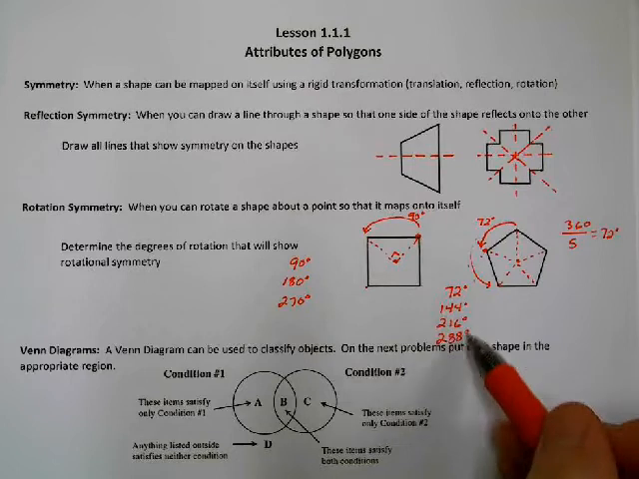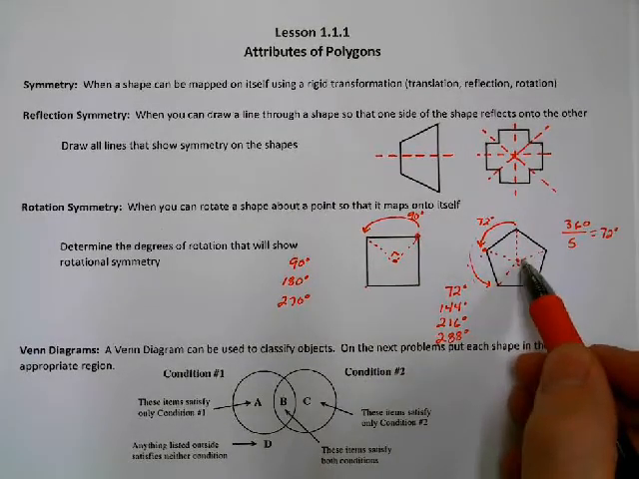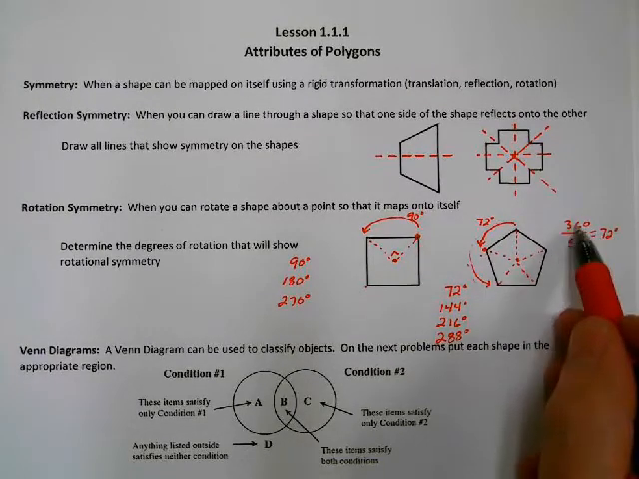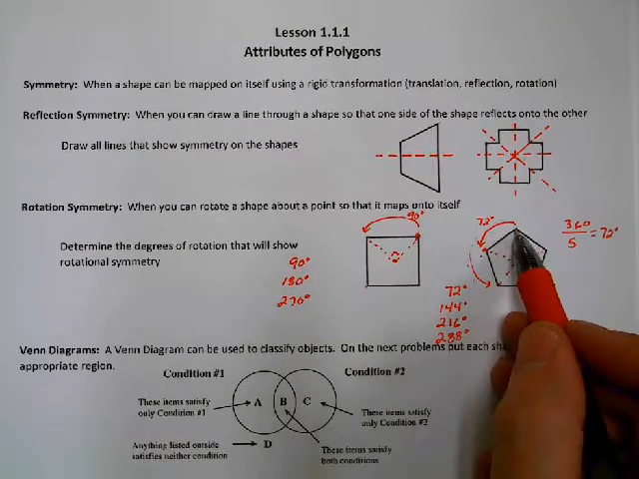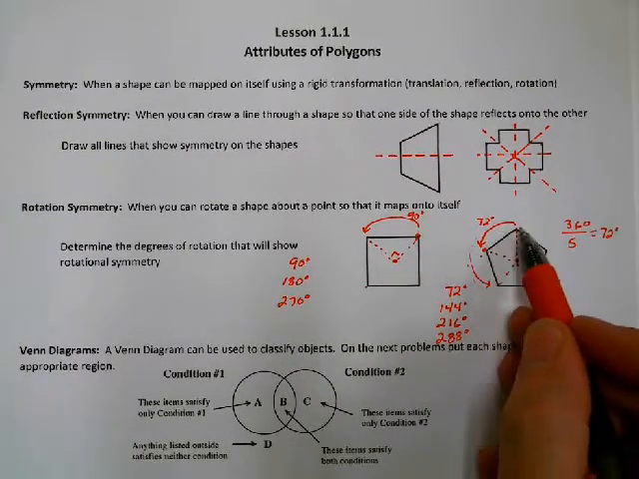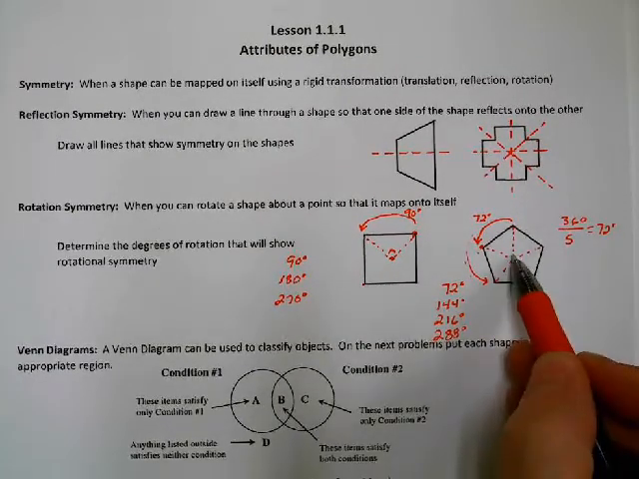And basically, if you've got something that's regular like this, you can just take 360 and divide by the number of sides. That'll tell you how many degrees it takes to rotate to go one space. All right, so that's rotational symmetry. We're rotating it around a point, and it's the same exact object.